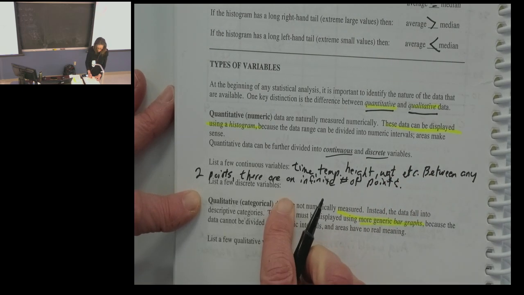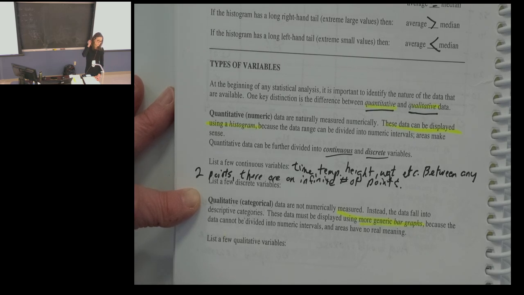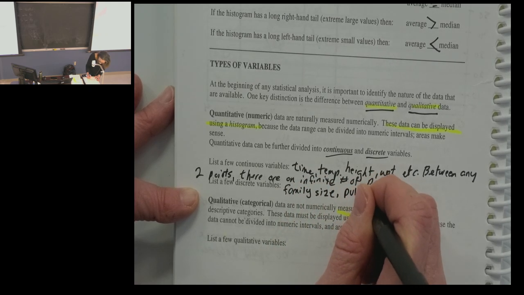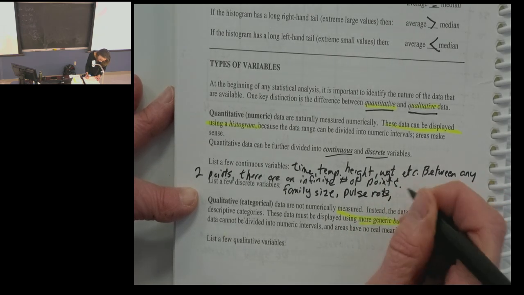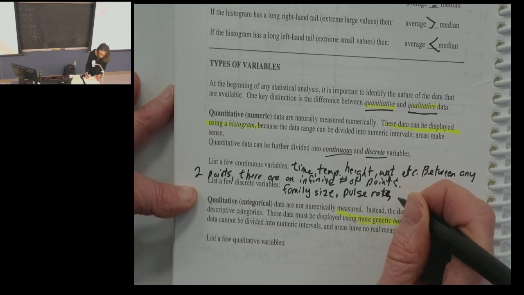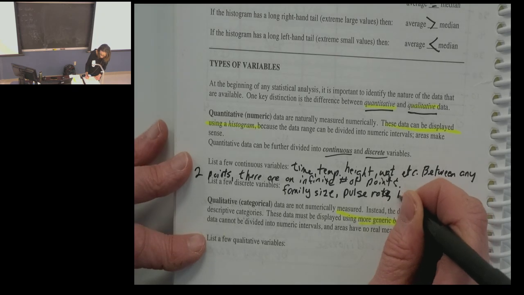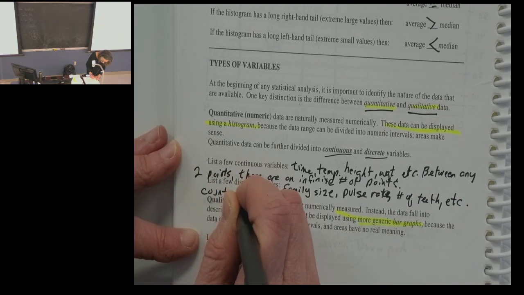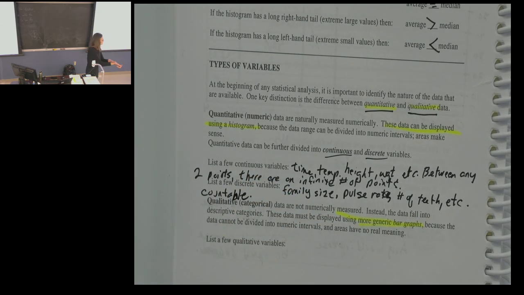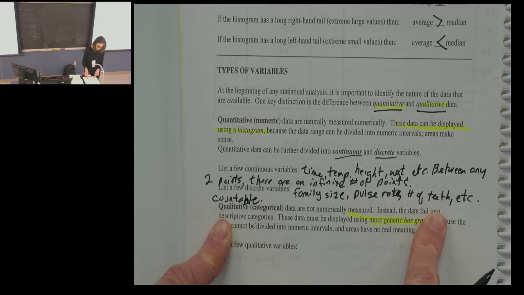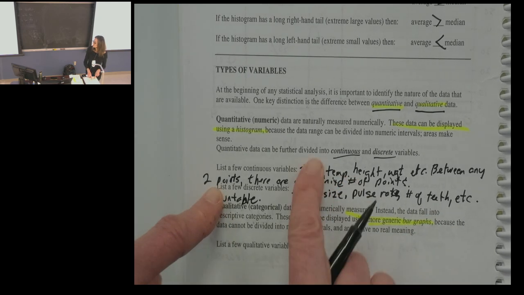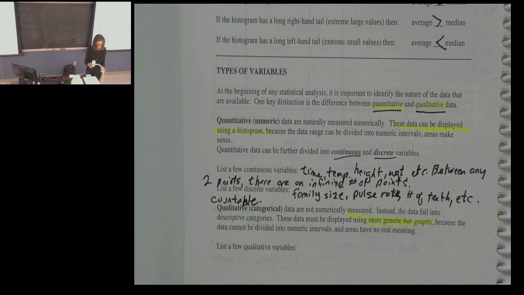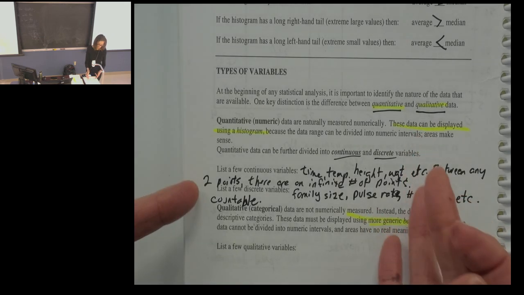And discrete data is data that is countable, like the number of brothers, family size, pulse rate, the number of teeth you have. It's countable. You can just count how many pulses you have in a minute. Of course, you can round continuous data, and we usually do. Like your height, you can round it to the nearest tenth, and then you could say it's discrete.